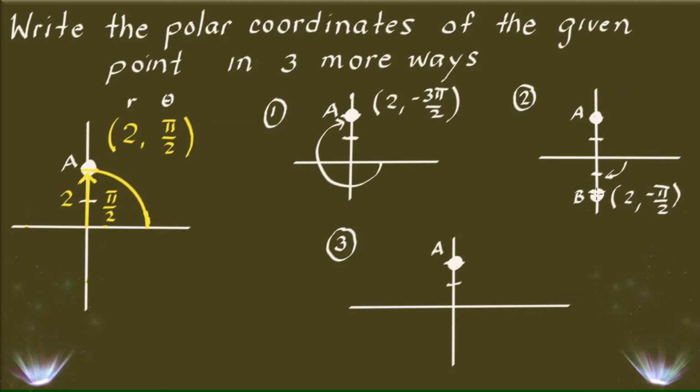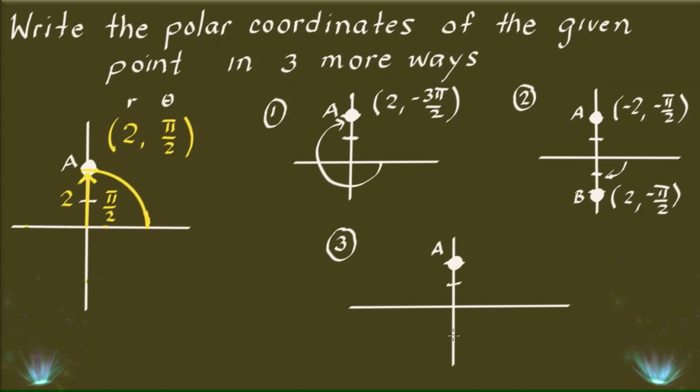What happens if I flip this point? If I flip point B, I'll get point A, which is directly above point B. And the polar coordinates of A are going to be, since it's opposite direction, I'm going to negate the r. So it's now (negative 2, negative pi over 2). Note that the angle stays the same.